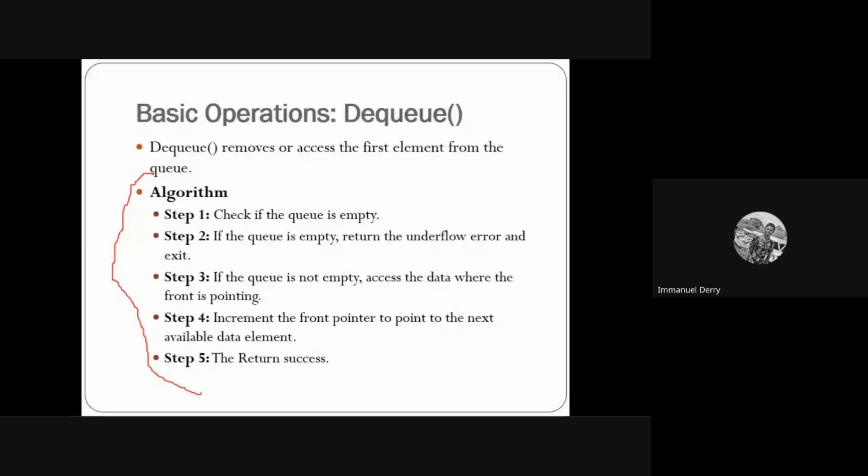If the queue is not empty, that is there is an element in it, then we have to access the data where the front is pointing. And then we increment the front pointer to point to the next available element. Then we return x.